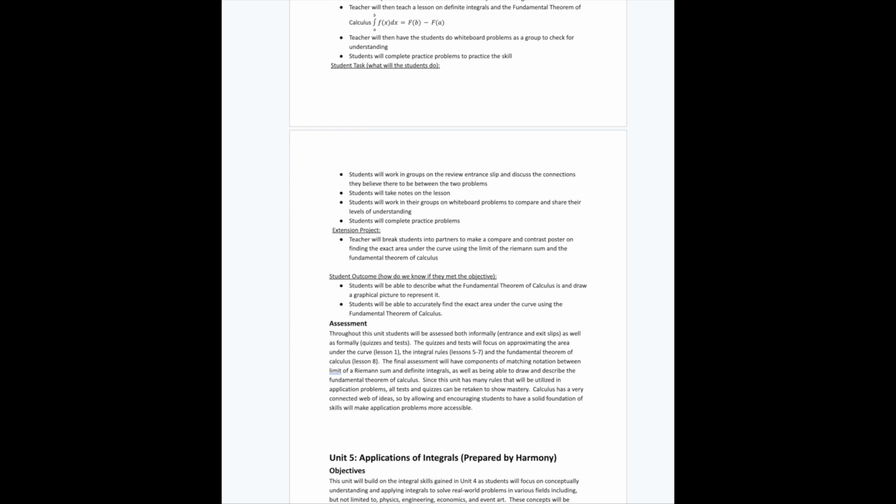The assessment for this unit, since it is so skill-based, will look pretty traditional. There'll be a lot of questions asking them to justify their answer with pictures and making sure that they understand a Riemann sum and an integral. Will they look like they are two very different things? That fundamental theorem of calculus really ties them together, and that's what we want them to do, is to understand how everything in this unit plays together and essentially has the same goal at the end of how do we find this area underneath the curve with the fundamental theorem.